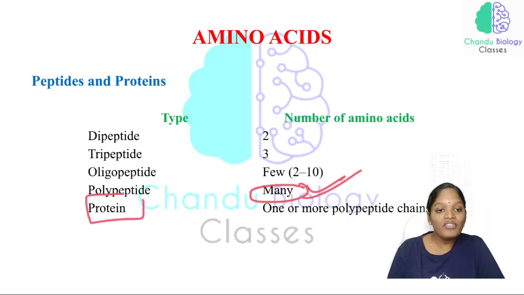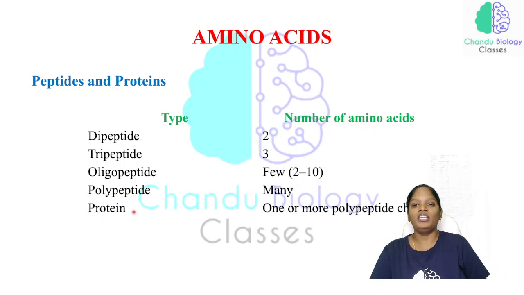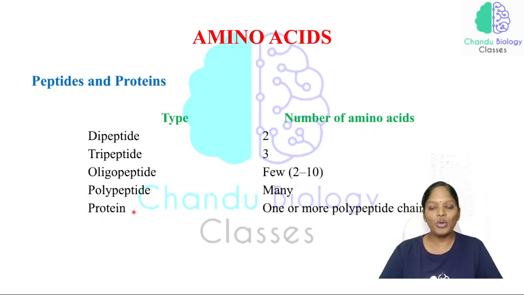And when we call something a protein, in this slide you should know the difference between peptide, amino acid and protein. The basic unit is the amino acid. If 2 amino acids, we can call it a dipeptide. If 3 amino acids, a tripeptide. If 2 to 10, we can call it an oligopeptide. And if we have numerous amino acids, we call it a polypeptide.